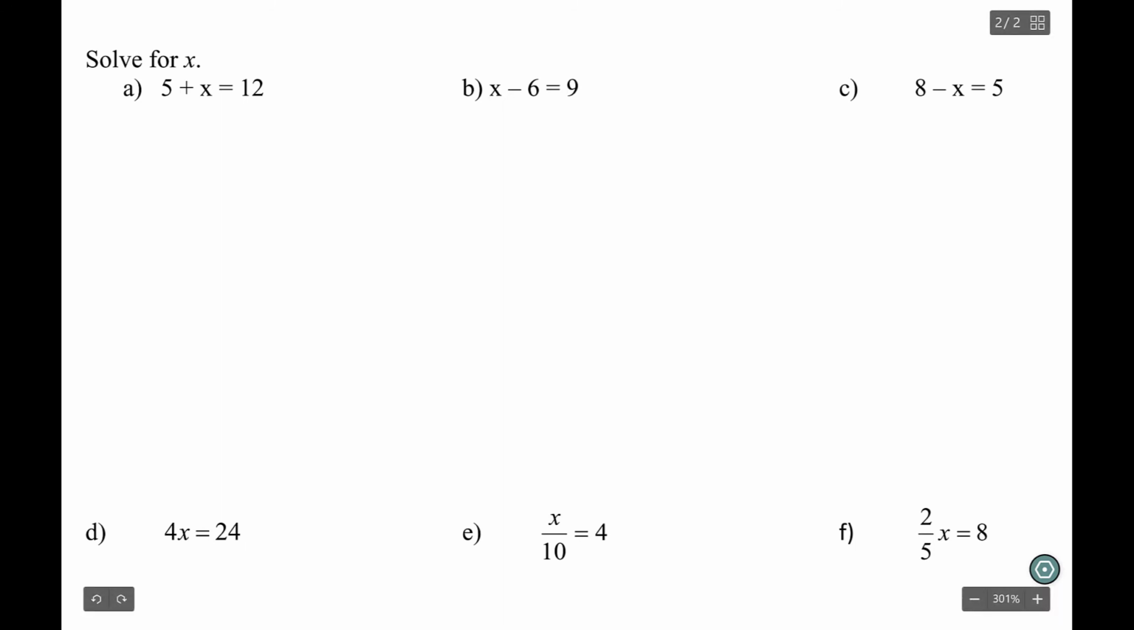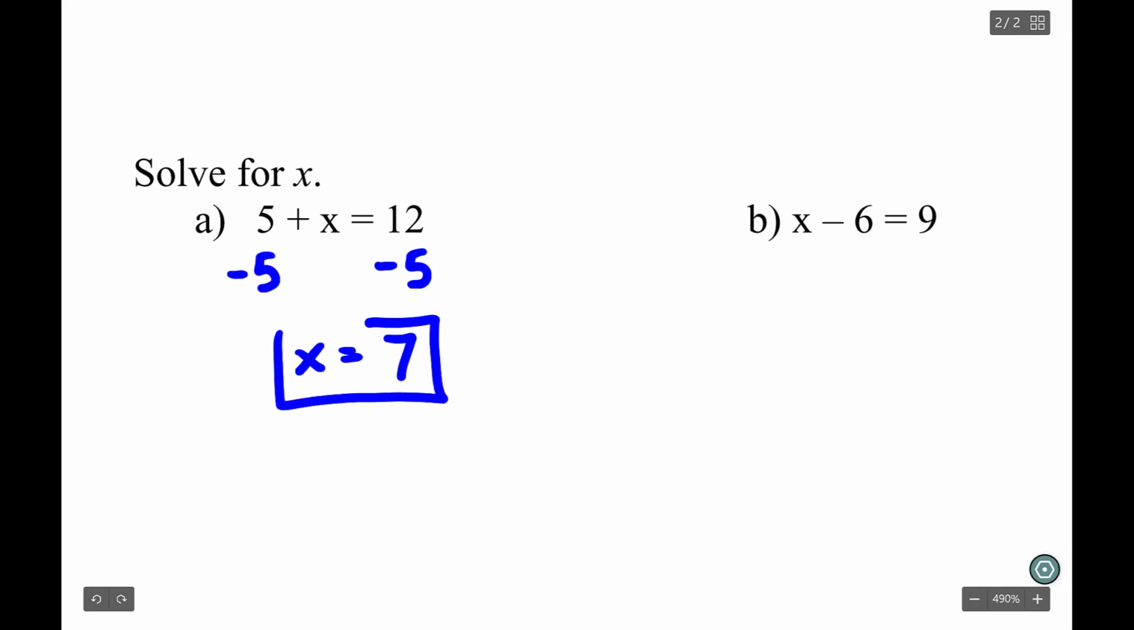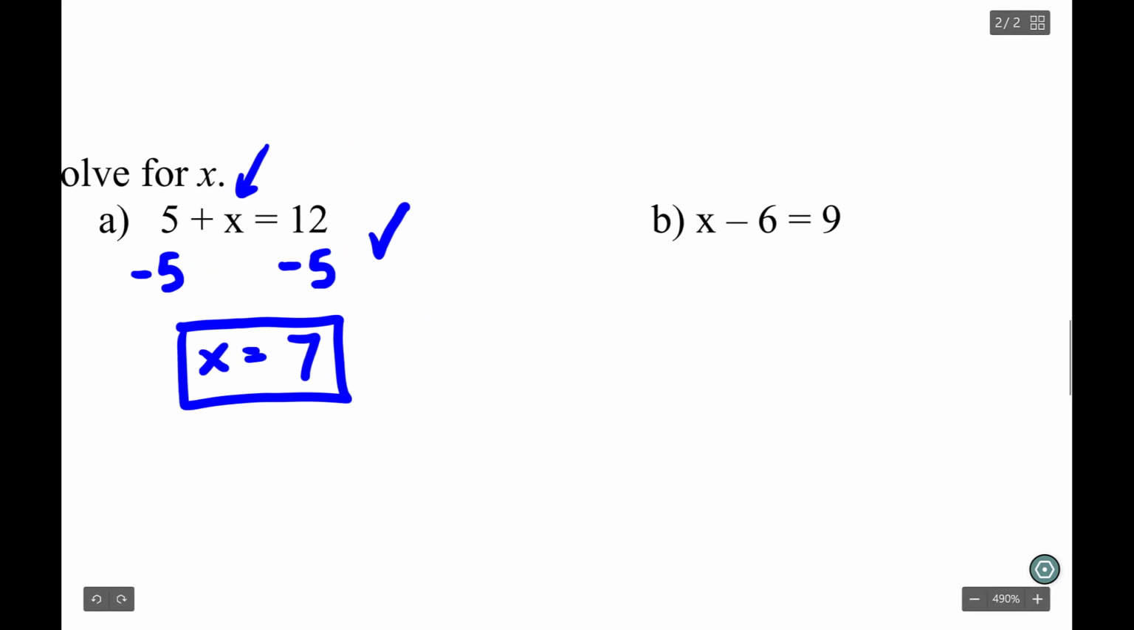I want to isolate x. So I need to move that 5 to the other side. The opposite operation of adding is subtracting. So I would subtract 5 from both sides. And so x is going to be equal to 12 minus 5, which of course is going to be 7. Now, if I want to double check my work, I can simply put 7 in there, go 5 plus 7, and that is equal to 12, and so I know I've got it right. Let's try the next one.